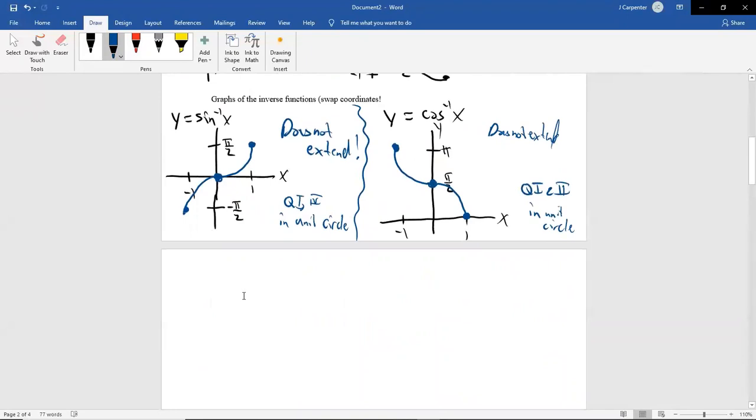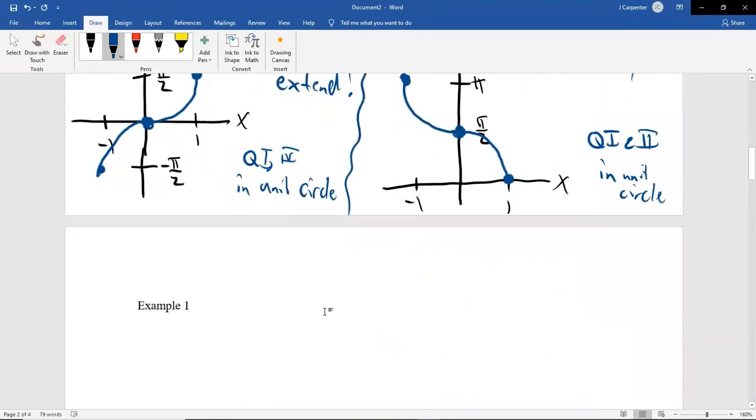All right, so enough blah, blah, blah, right? Let's get down to it. Let's zoom back in. Example 1, evaluate A. Let's go back to black. We're going to have the inverse sine of the square root of 2 over 2. So this is the question. This by itself is the question.